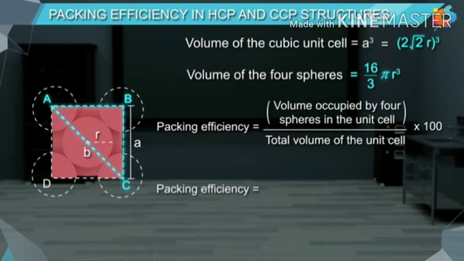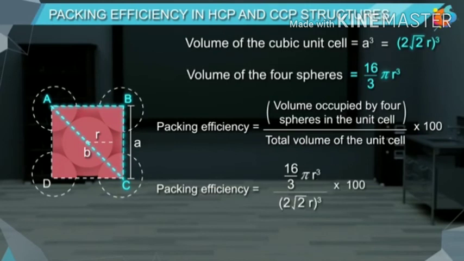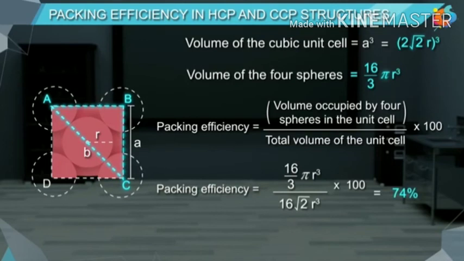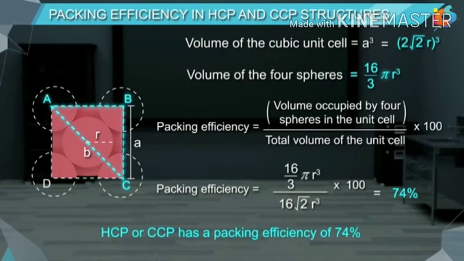Packing efficiency is equal to 16 by 3 pi r cube into 100 by 2 square root of 2 r raised to whole cube percentage. Packing efficiency is equal to 16 by 3 pi r cube into 100 by 16 square root of 2 r cube, which is equal to 74%. HCP or CCP has a packing efficiency of 74%.